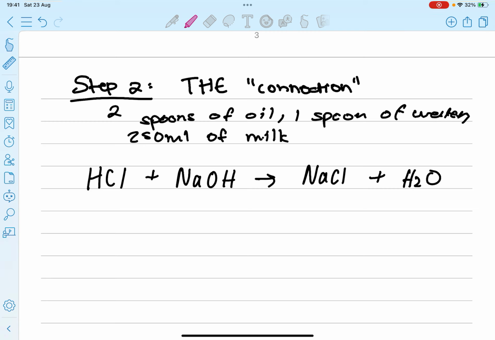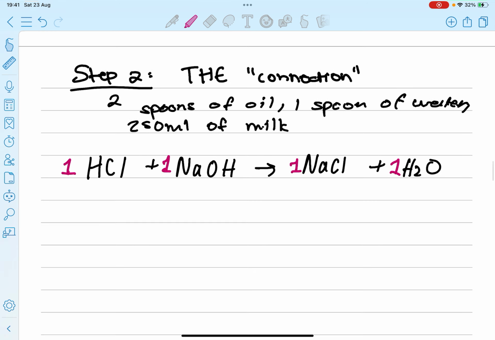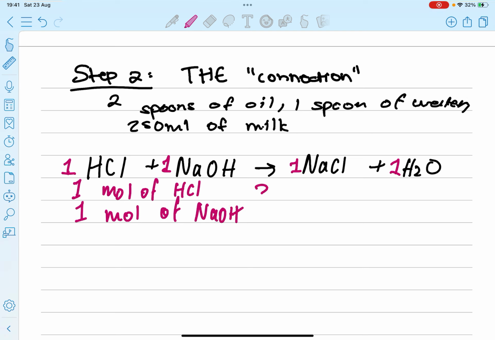Okay, that's what we get here. This is a recipe. You see here, this is a 1, 1, 1, 1. If you remember balancing from grade 10, whenever there's no number in front of a reaction like this, it means there's basically a 1, but you don't have to write it there. So that's exactly what's happening here. We're told that for every 1 mole of HCl, it is going to react with 1 mole of sodium hydroxide, and those two are going to form 1 mole of sodium chloride and 1 mole of water.